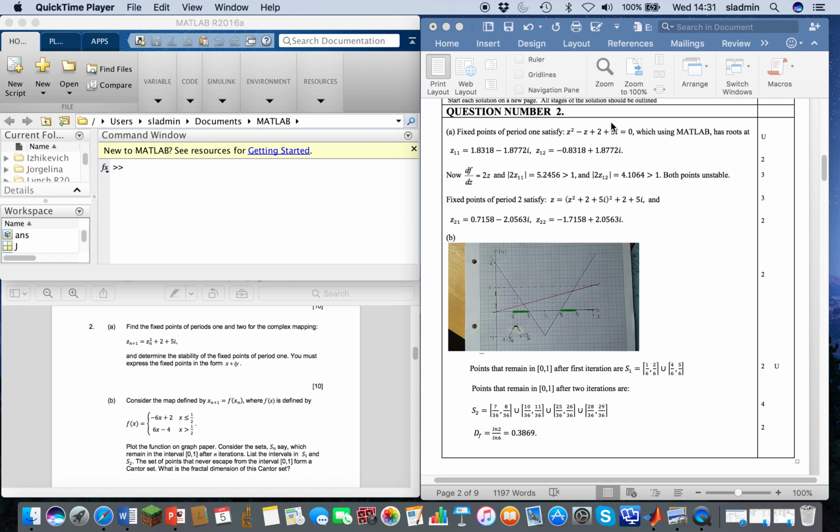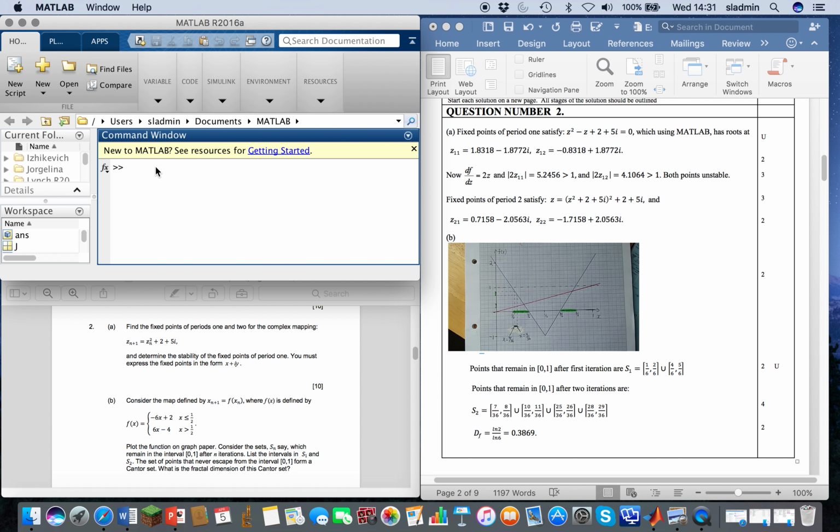I might as well call it Z. So we've got to solve this equation, which we can do in MATLAB. We have to define Z to be symbolic, and then we want to solve this equation. So we use the solve command in MATLAB. It's Z squared minus Z plus 2 plus 5 times I is 0. That gives the answer in surd form.